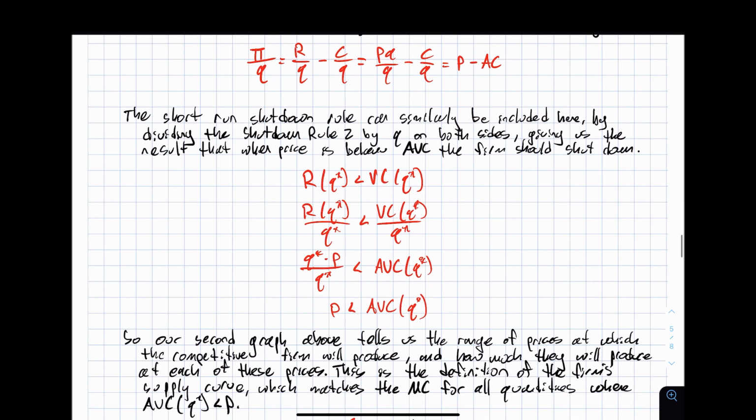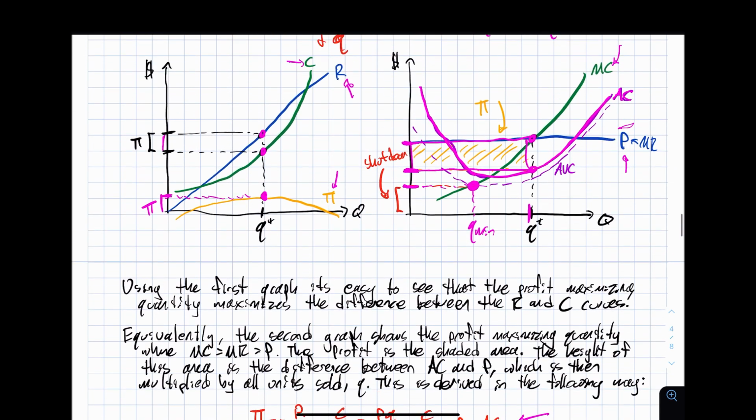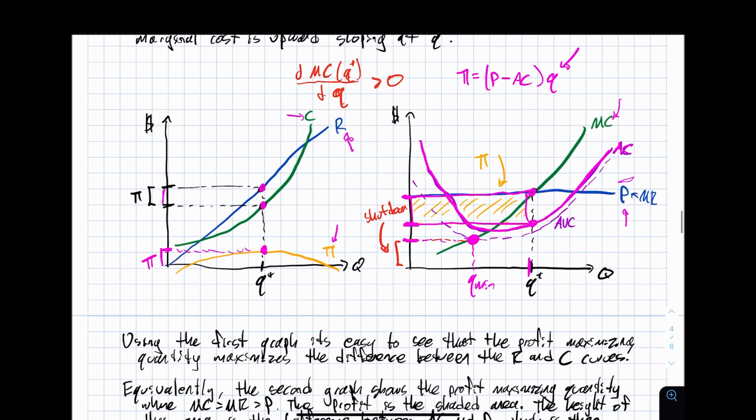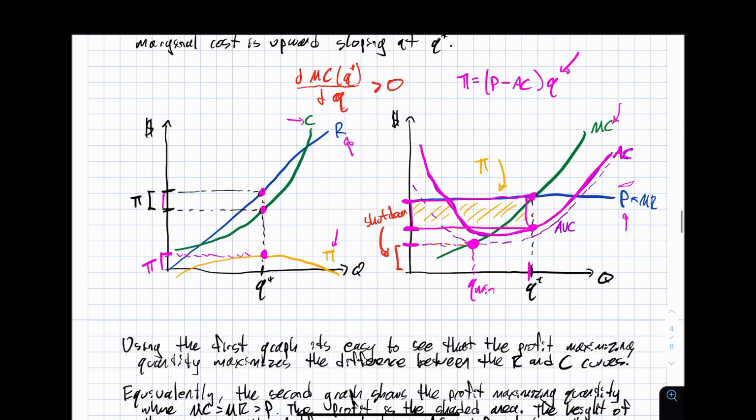So we can do some rearranging here. This is just dividing the profit equation by Q, which is similar to what we did up here. We just multiply this thing down here by Q to get the area of the profit.